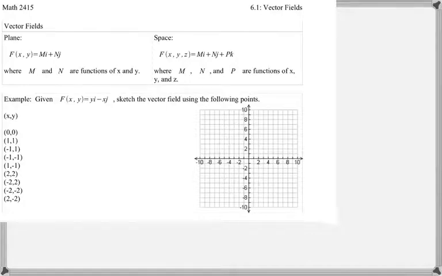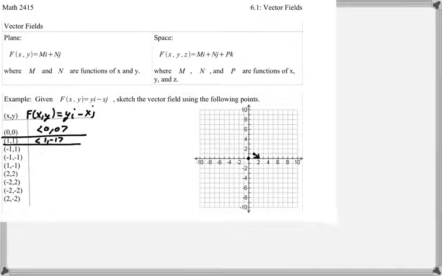So you have (0, 0), (1, 1), (-1, 1), (-1, -1), (1, -1), (2, 2), (-2, 2), (-2, -2), and (2, -2). So we're going to go ahead and set up the rest of our table. Our function F of x, y is equal to y i minus x j. At the point (0, 0), we have the zero vector. At the point (1, 1), we have the vector <1, -1>.